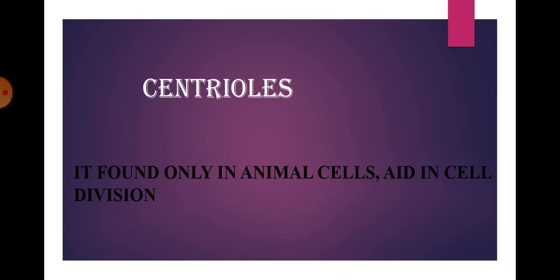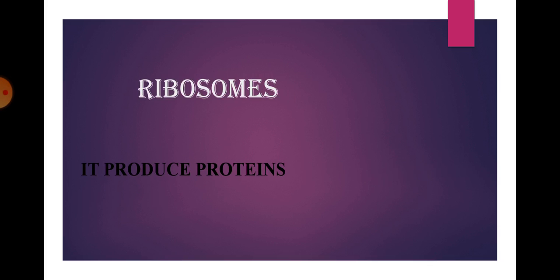And the next is centrioles. It is found only in animal cells and aids in cell division. In cell biology, a centriole is a cylindrical organelle composed mainly of a protein called tubulin. Centrioles are found in most eukaryotic cells. The next is ribosomes.